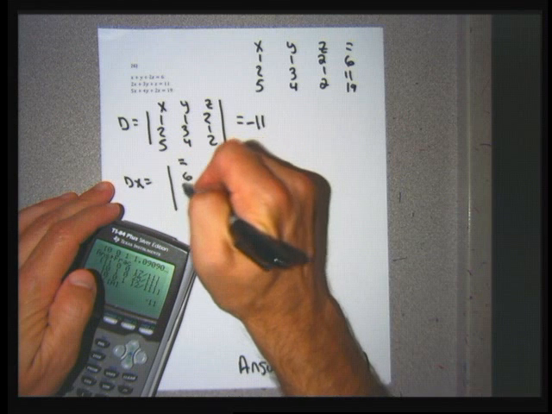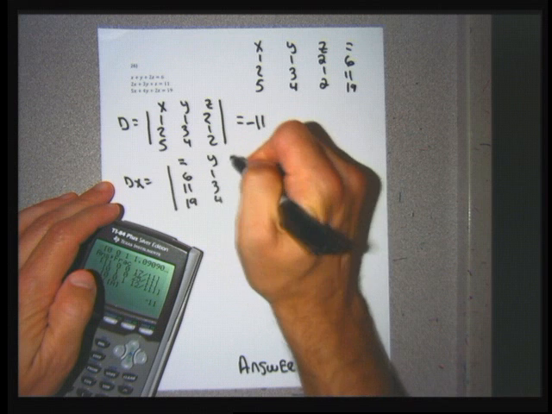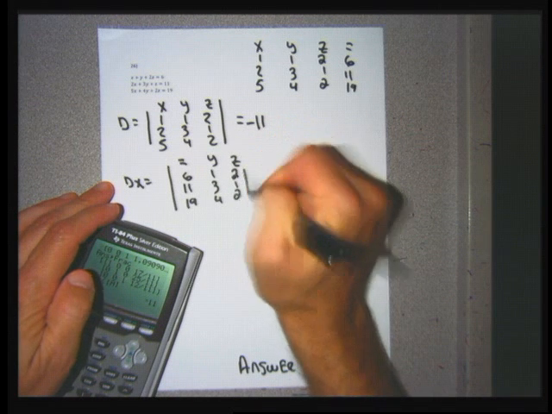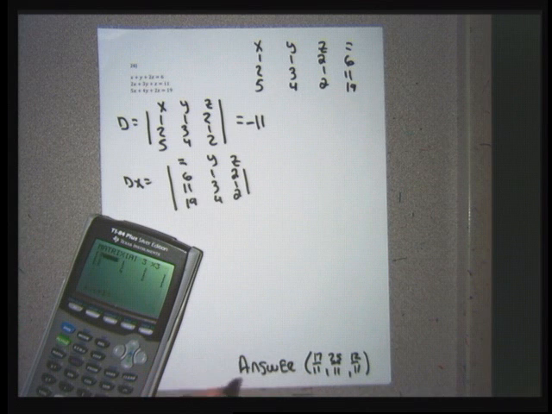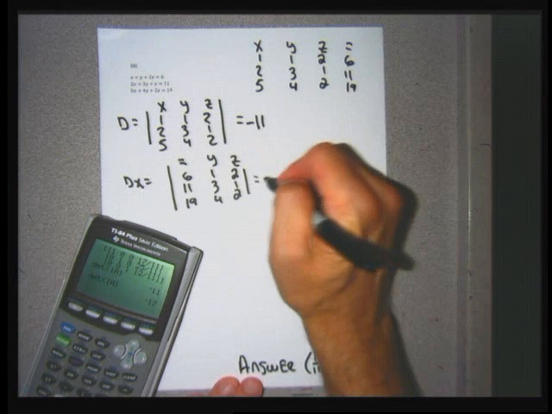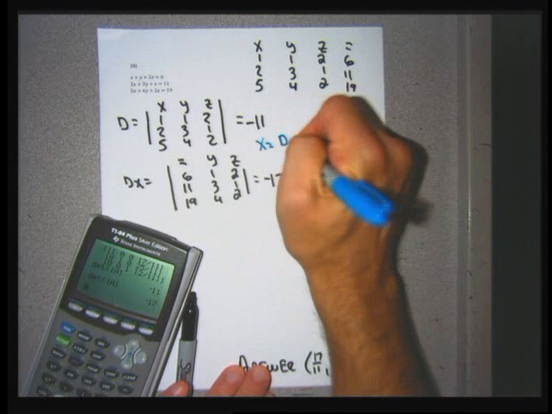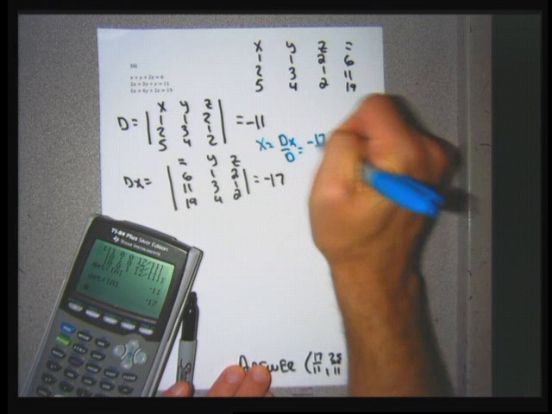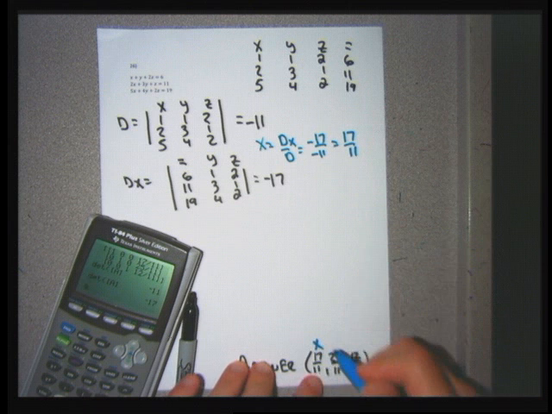Then I'm going to do the d sub x, which is going to have the equals column, 6, 11, and 19. Then the y column, 1, 3, and 4. Then the z column, 2, 1, and 2. Second matrix, edit, enter, enter, 6, enter 1, enter 2, enter 11, enter 3, enter 1, enter 19, 4, and 2. Second quit, second enter, enter, I get negative 17. This is good because x is d sub x over d, which is negative 17 over negative 11. The two negatives cancel. I get 17 over 11, which is exactly what the x is supposed to be.